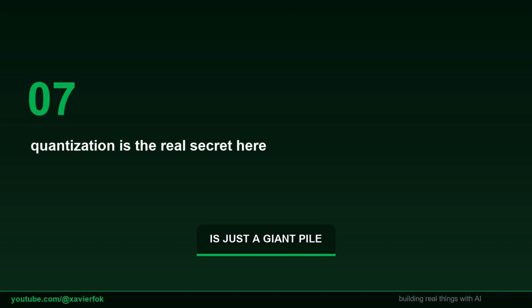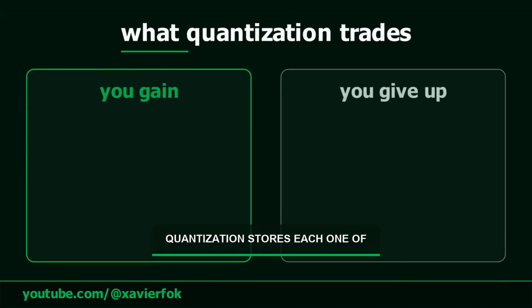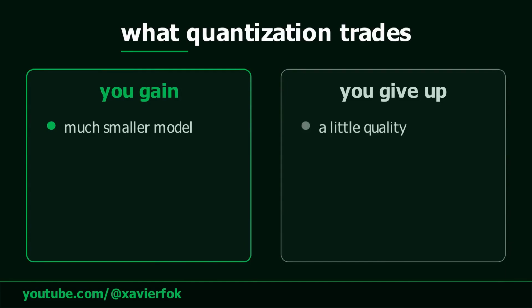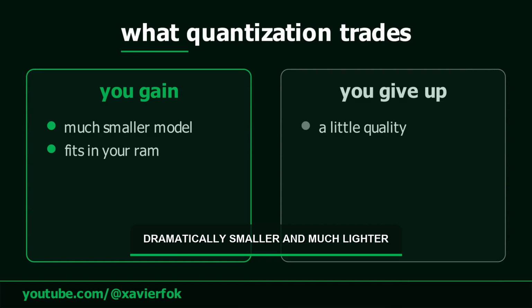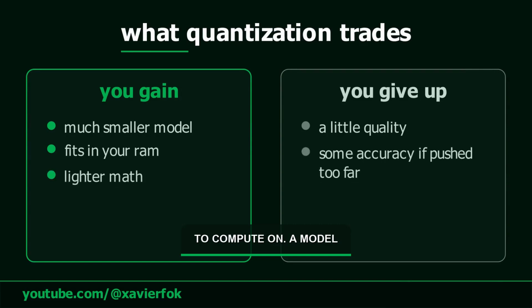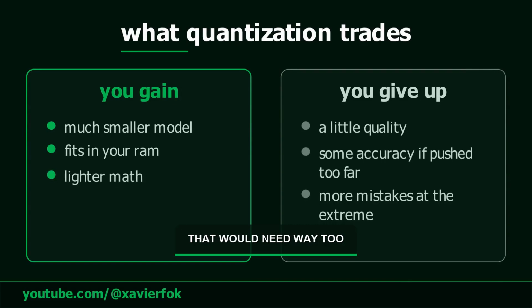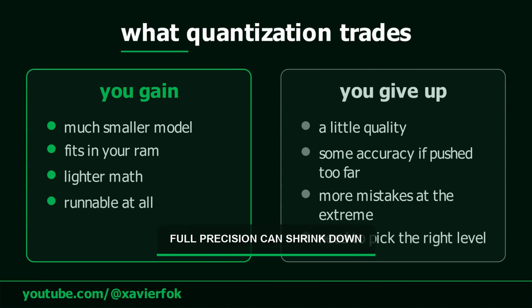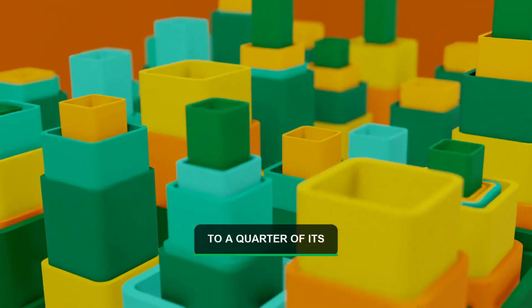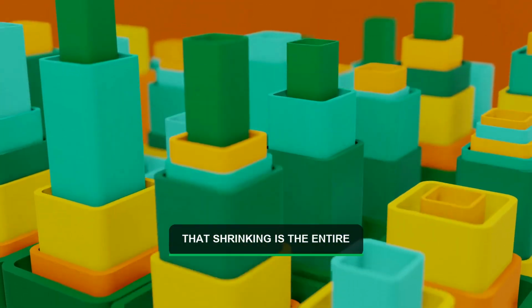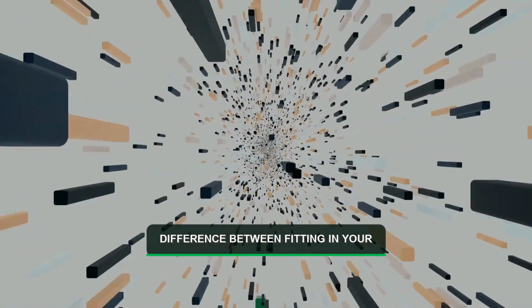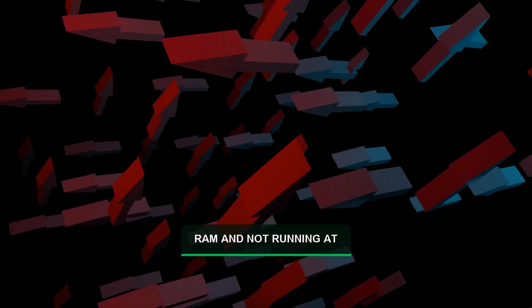Remember that the model is just a giant pile of numbers. Quantization stores each one of those numbers using fewer bits, so the whole pile gets dramatically smaller and much lighter to compute on. A model that would need way too much memory to run at full precision can shrink down to a quarter of its size or even less. And that shrinking is the entire difference between fitting in your RAM and not running at all.